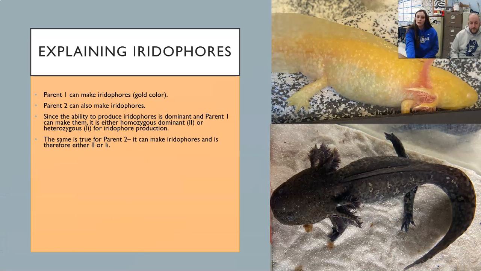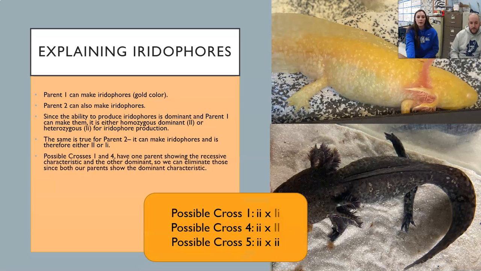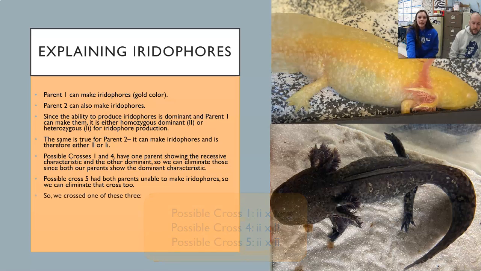So, same thing that we just did with melanin, right? We're going to look at some possible crosses. So possible crosses 1 and 4 have one parent that shows the recessive characteristic, right? They're homozygous recessive, and one parent that shows the dominant. So we can eliminate both of those crosses because both of our parents can make iridophores. And then possible cross 5 shows both parents unable to make iridophores, right? They both show the recessive phenotype, and we can eliminate that possible cross because that's also not what we see for our parents.